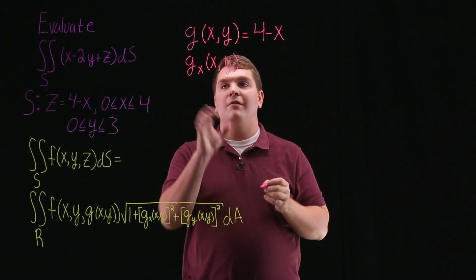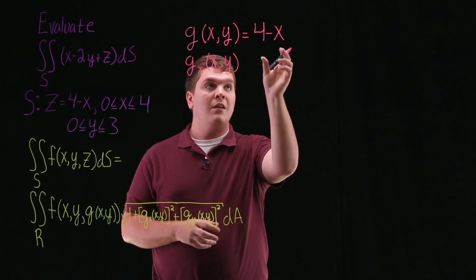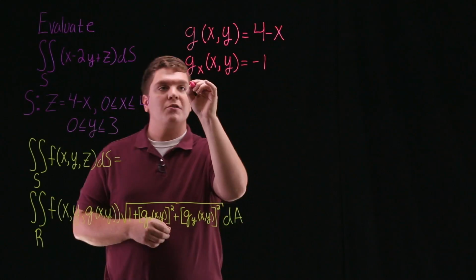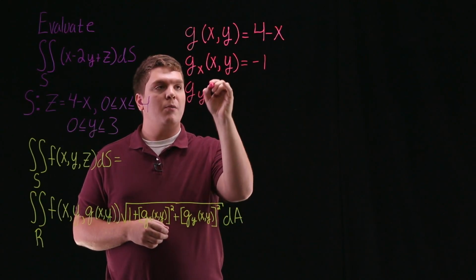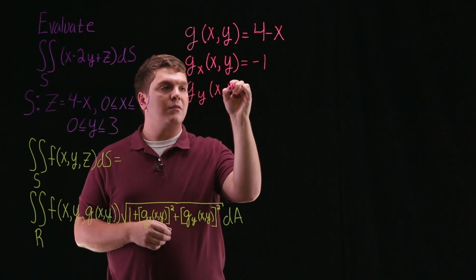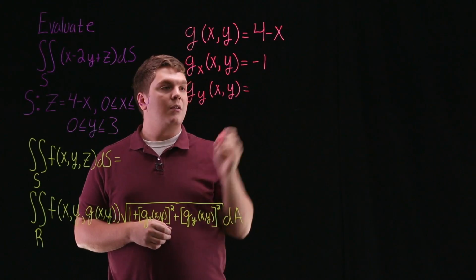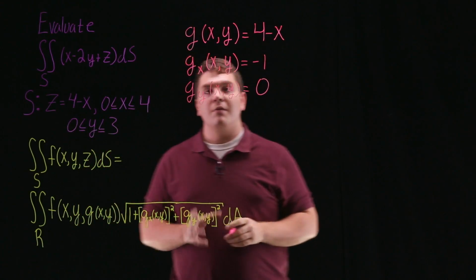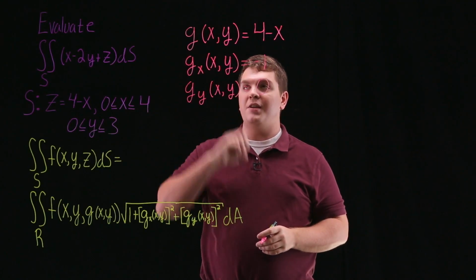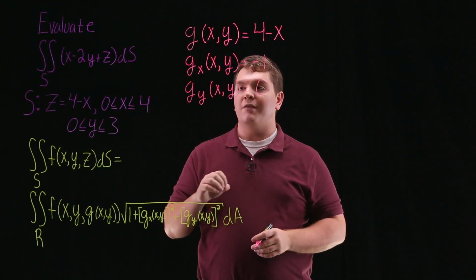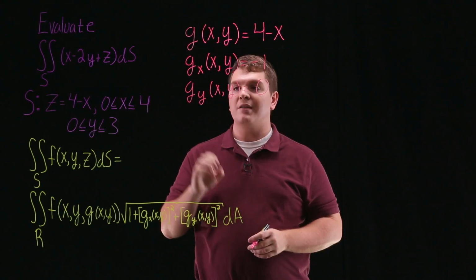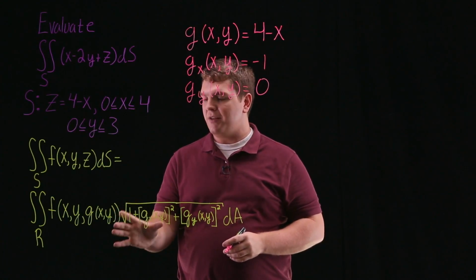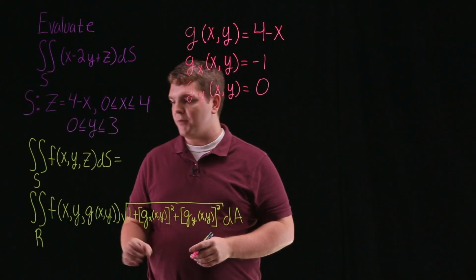So the partial derivative of g with respect to x is just -1. And the partial derivative of g with respect to y is 0. So now we have our g of xy, our g sub x, and our g sub y. Now we can go ahead and substitute these into this equation here, so into this integral here.